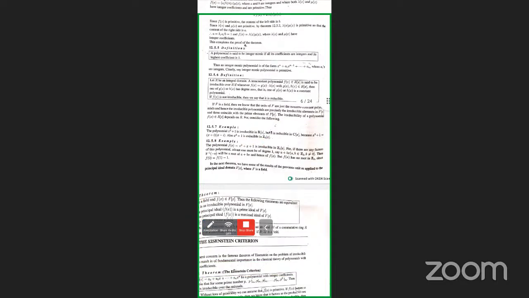So this is 12.5.6, definitions for reducible and irreducible polynomials with examples. Here there are also examples: x² + 1 = (x + i)(x − i), which is reducible over Z2. So these are the examples.